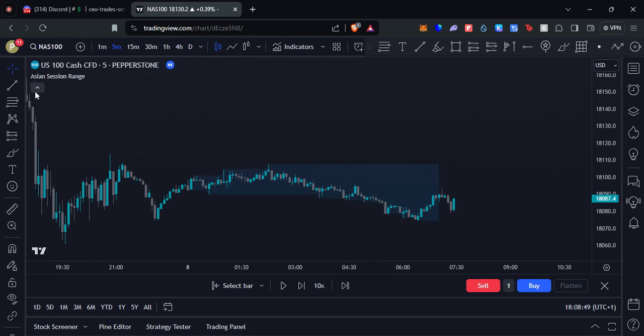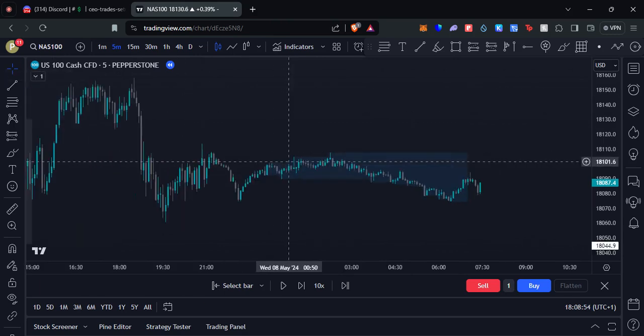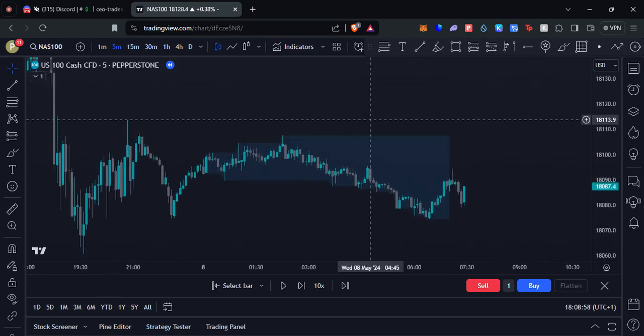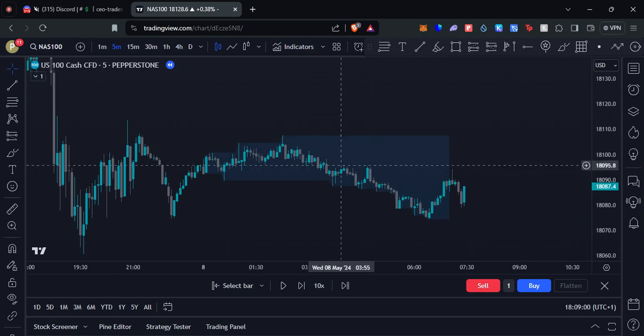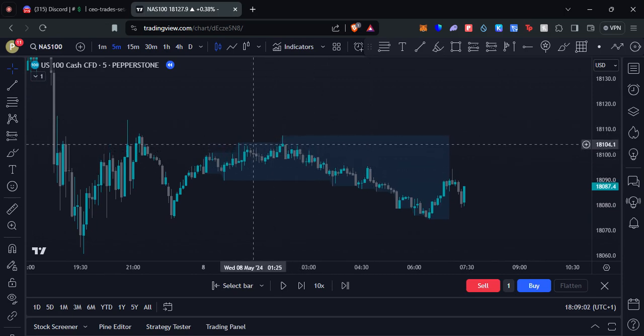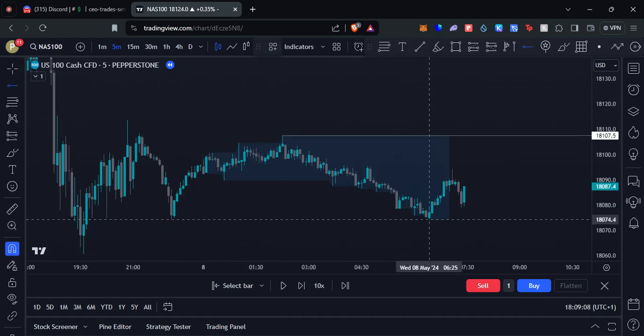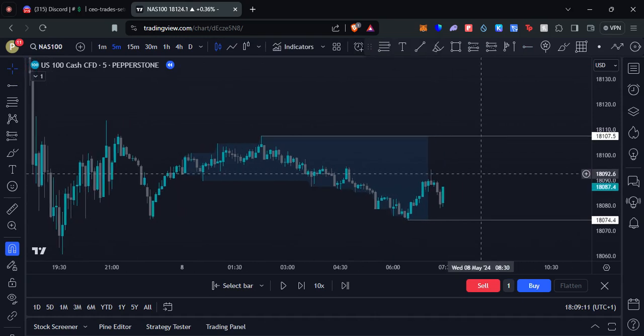Because it's such a godsend, I'm telling you guys to go and input this onto your charts and make sure that you utilize it so that it makes your trading easier too. Now, the reason why we use the Asian session range is because that is going to be the reference point for our liquidity. So we have to highlight the highest point within the Asian session range and the lowest point within the Asian session range.